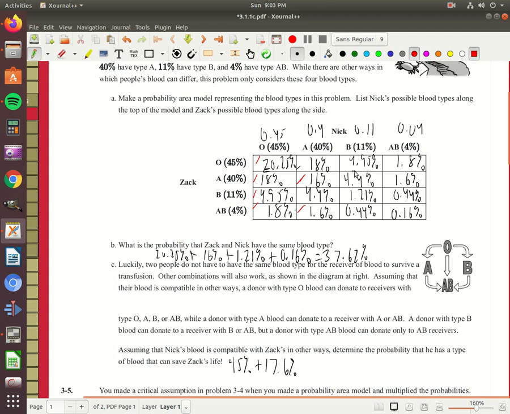Well, what if Nick has B? These two right here. So if he's got B, not looking fabulous for Zach, I got to be honest, but 1.21 plus 0.44 is going to be 1.65%. That's another 1.65% chance. And then if he's got AB, not looking good, probably not going to end well. Anyway, if I add all these things up, I get 45 plus 17.6 plus 1.65 plus 0.16. I'm going to have a 64.41% chance.